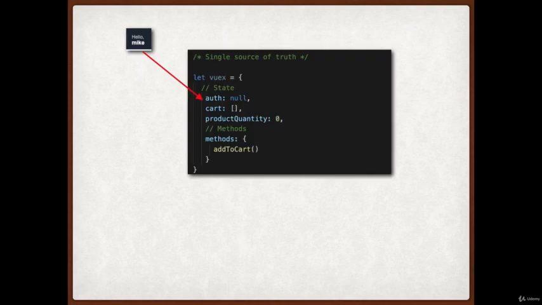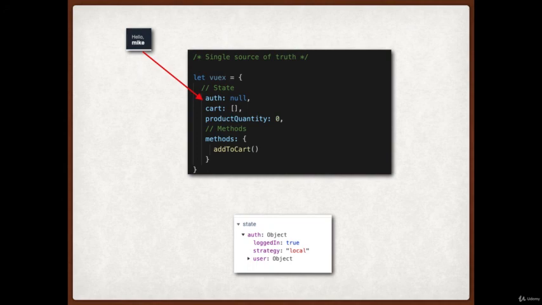To be honest, we have touched Vuex when dealing with authentication. We store the auth user object in a state. This is the auth null. And once we actually log in, it will change to object, and then there's login true, strategy, and then the user's object.